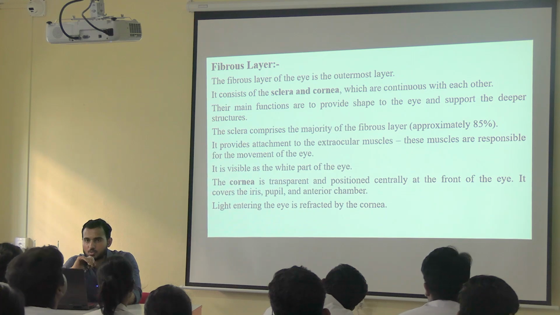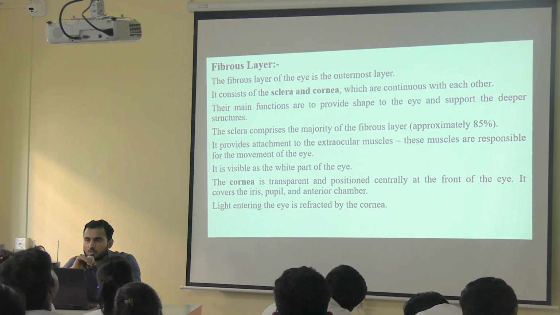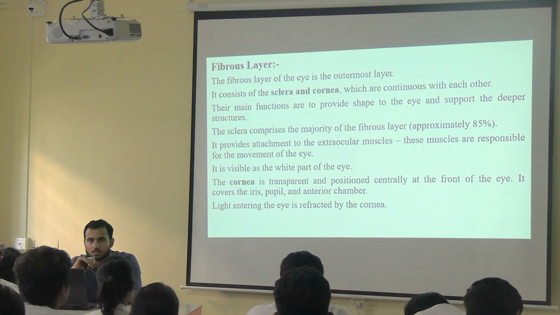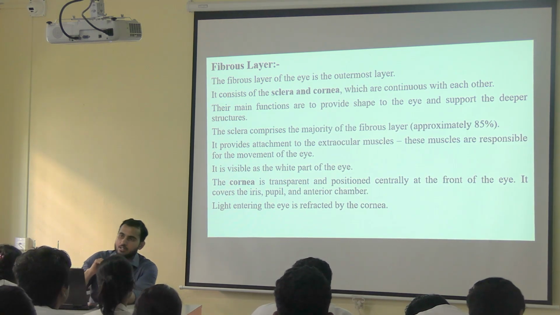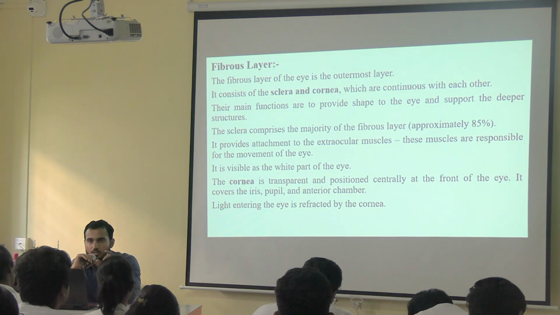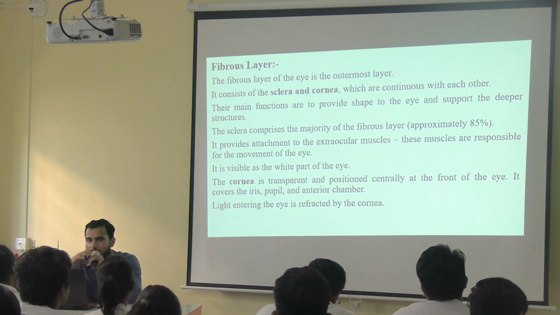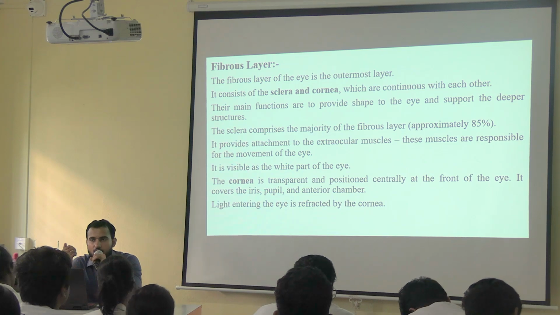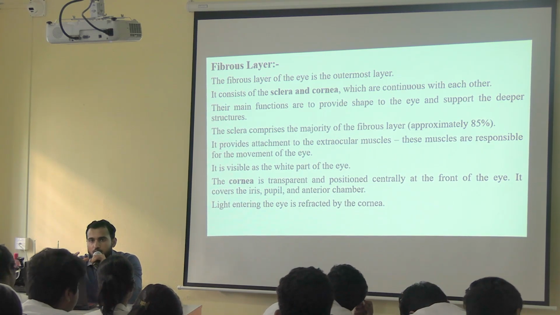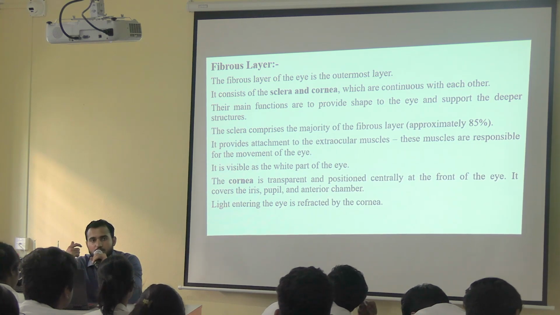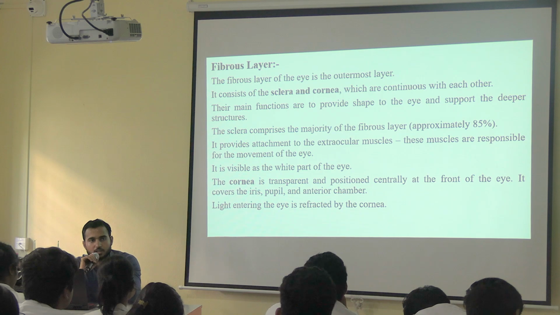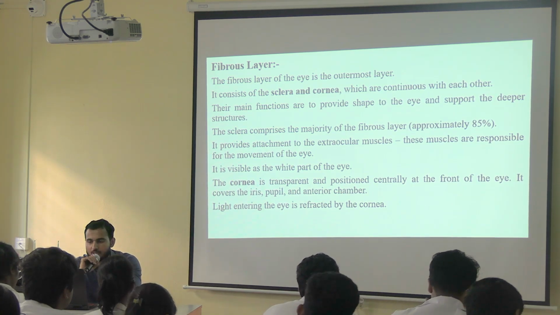Let's start with the fibrous coat. Okay, in fibrous coat, as I said, two parts are there, sclera and cornea. These are forming the fibrous coat of the eyeball. The main function of the fibrous coat, first of all, is that it provides structural support to the eyeball. That means all the structures situated inside the eyeball get structural support from this sclera and cornea, the fibrous layer.